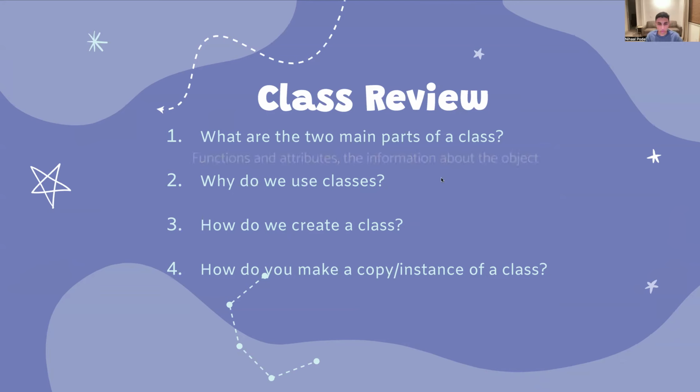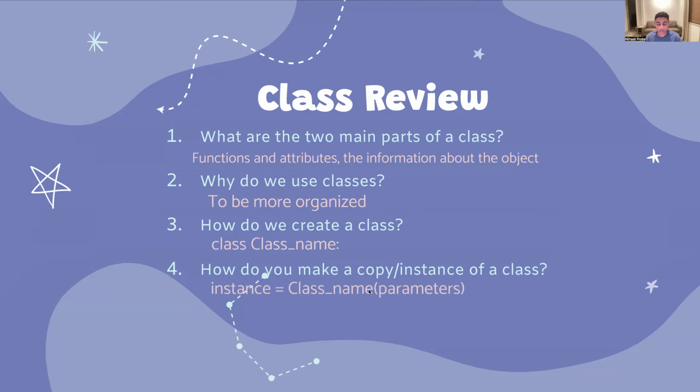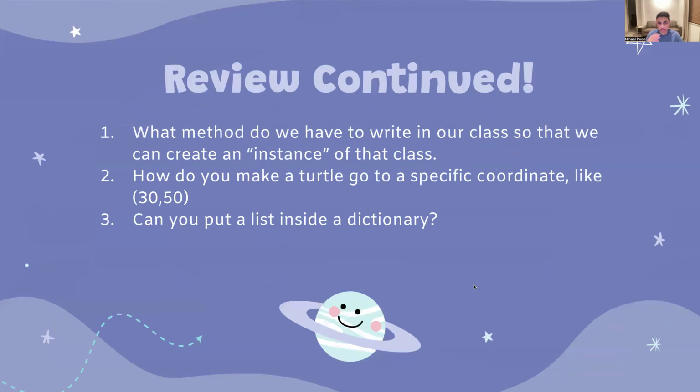Okay, let's continue. First, functions and attributes, the information about the object. Then, to be more organized, the class name, and then the instance equal to the class, and then the parameters. So hopefully you got that right. Alright, let's continue the review.